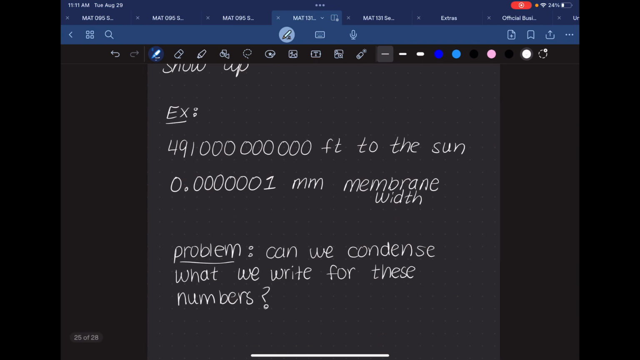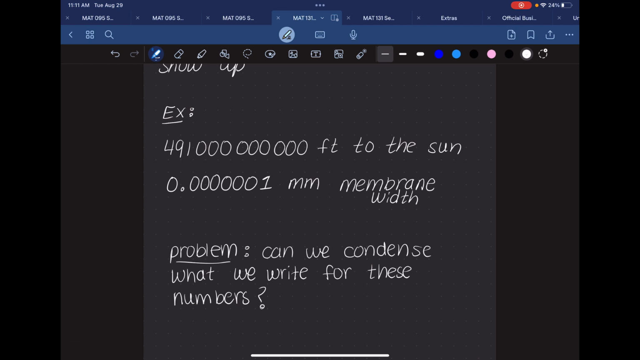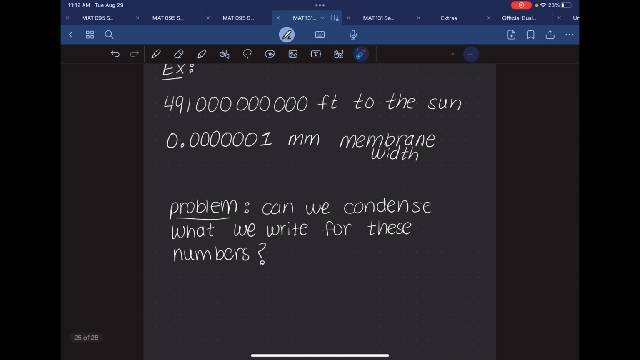So, for example, this is how many feet there are to the sun. You can see that we have more than 1,000, more than 1,000,000, more than 1,000,000,000. It's a very large number and a lot of zeros to keep track of. And then suppose we're in biology and we're measuring the width of a membrane. Maybe this is how thick something is. And so this would be a very small number, this would be a very large number, and there's a lot of zeros there, right? So we want to figure out if we can condense how we're writing these numbers.